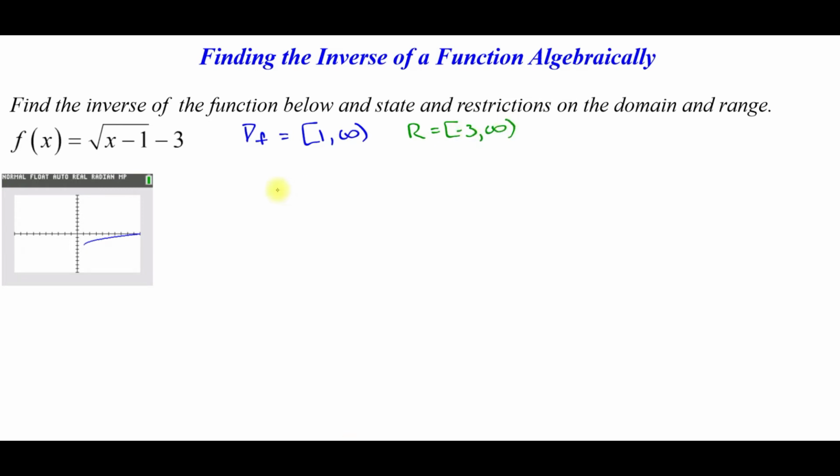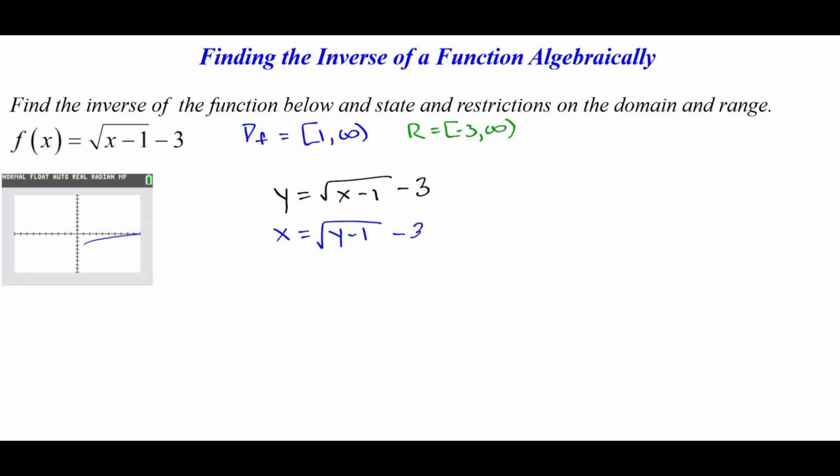Next, we want to just write this in y equals form, so I'm just going to replace the f of x with y. Replacing the f of x with y just gives us y equals square root x minus 1 and then -3. Remember, my next step is to switch the letters x and y, so we're literally going to switch the letters. So we're going to write x equals the square root of y minus 1 minus 3. And now we're going to solve to get y by itself.